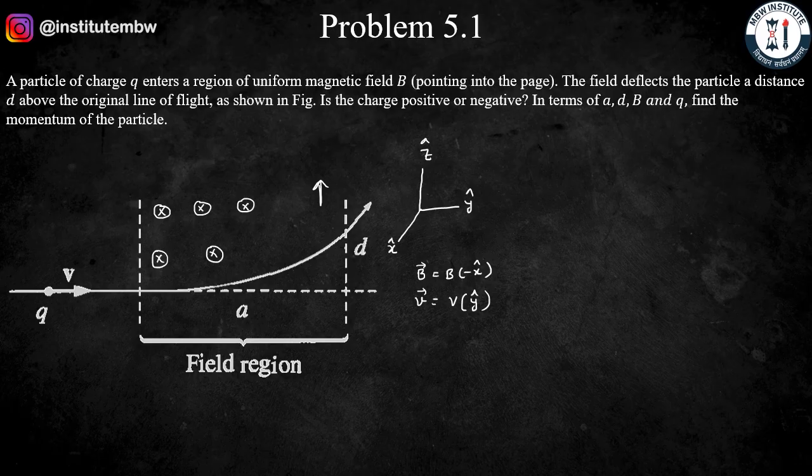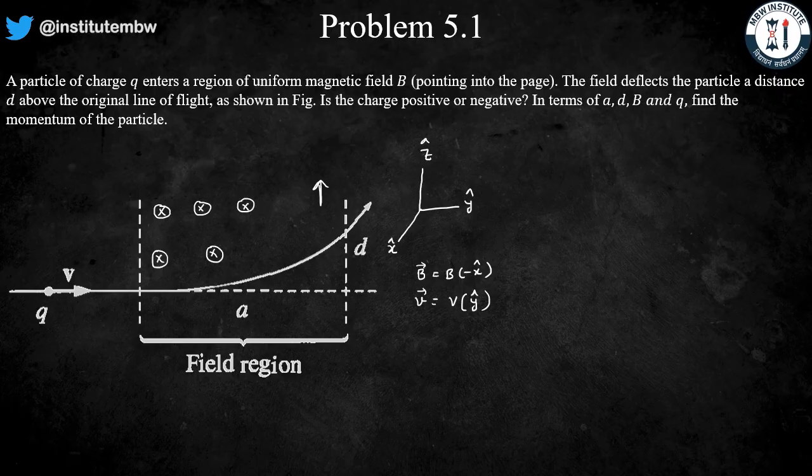So first we assume the charge is positive, and if our assumption is correct, then the force should come in the z direction. If our assumption is incorrect, that means the charge was negative, then the force will come in the minus z direction. So we can decide according to the force direction. First we assume the charge is positive.